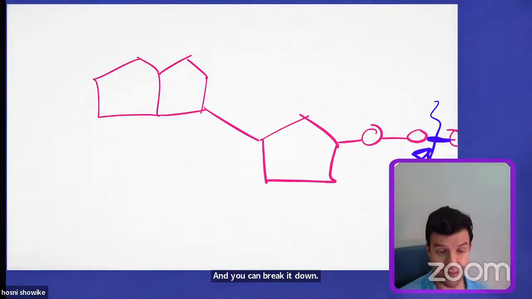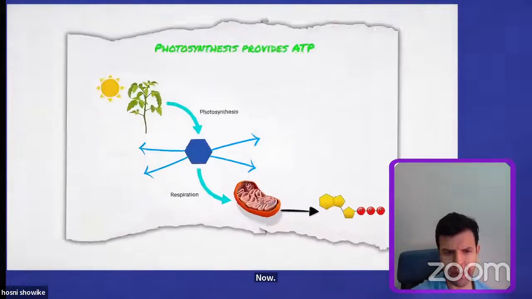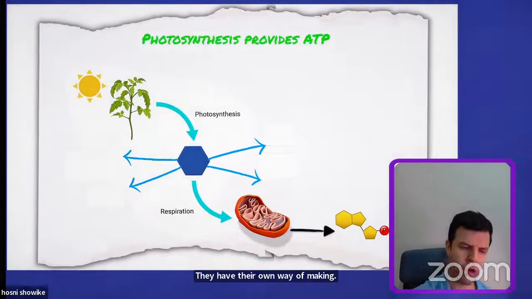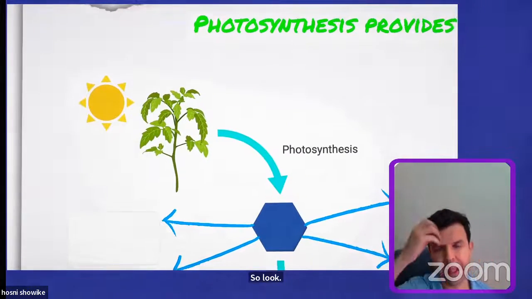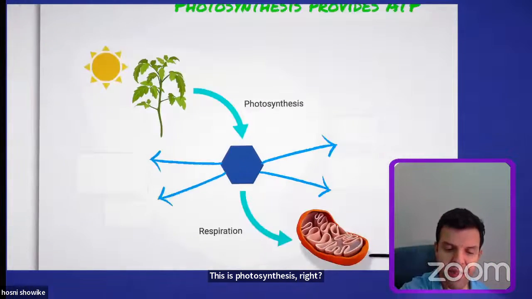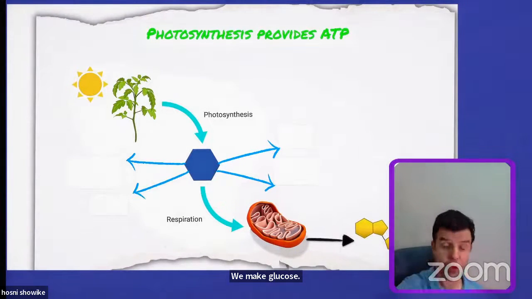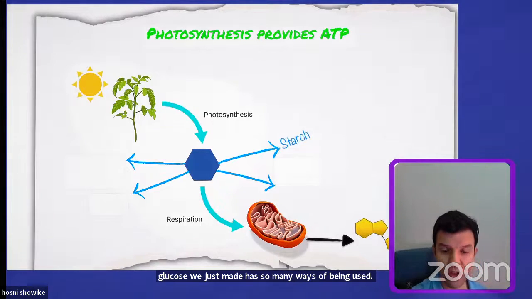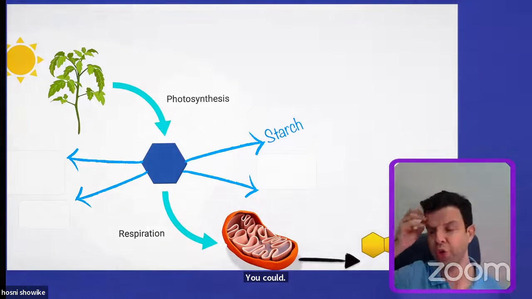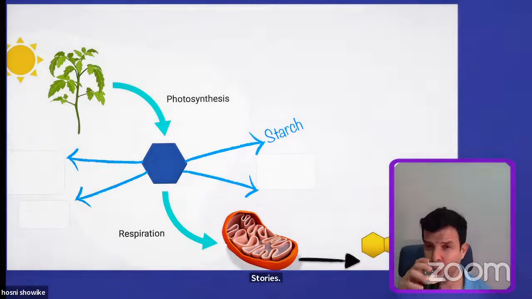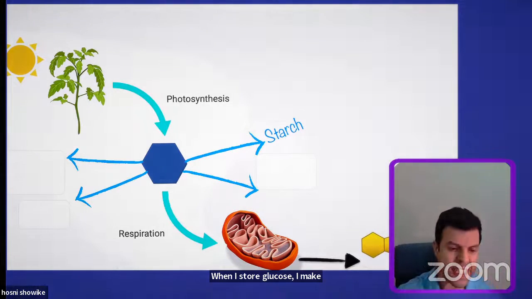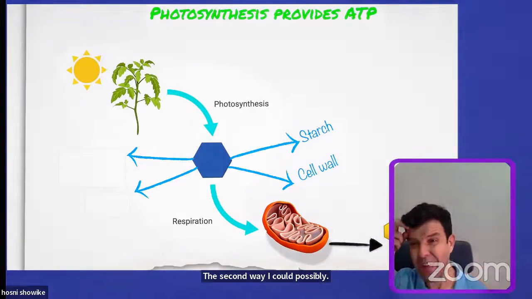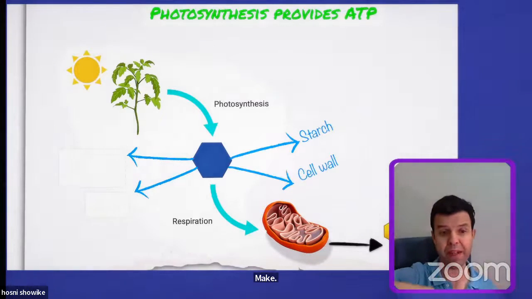Now, plants have their own way of making ATP. Let me show you how. So look, this is photosynthesis, right? We make glucose. That glucose we've just made has so many ways of being used. You could possibly store it. When I store glucose, I make starch. So that's number 1. The second way, I could possibly make building blocks like cellulose, right? Remember, cellulose is made of beta glucose.